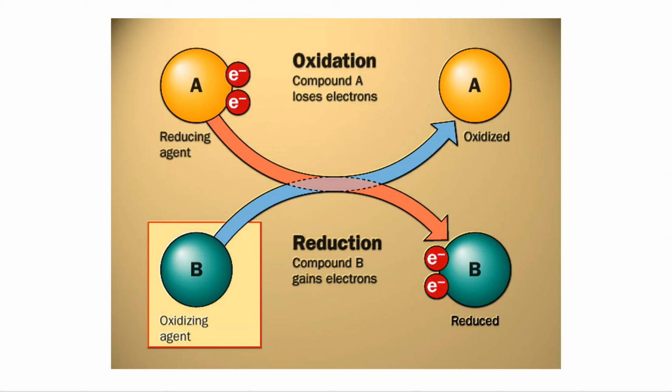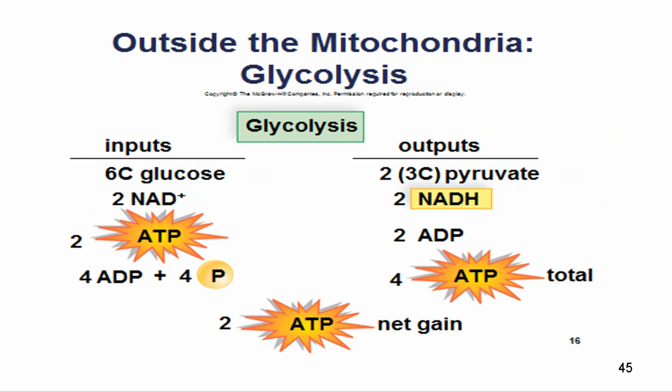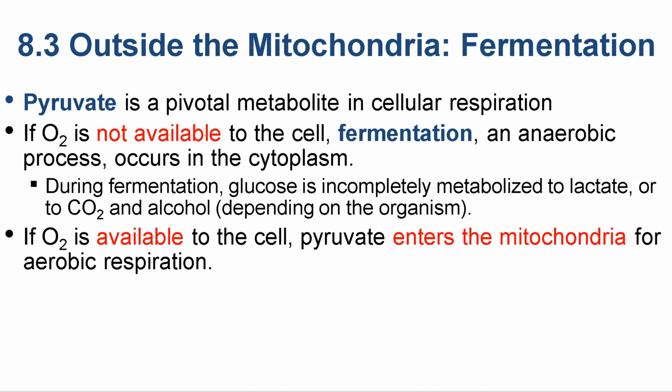Again, if you need to review oxidation reduction or substrate level phosphorylation, there you go. Okay, so I would pause here and answer this question. During the redox reaction in glycolysis, which one of the molecules acts as the oxidizing agent? Which one acts as the reducing agent? All right, moving on to section 3.